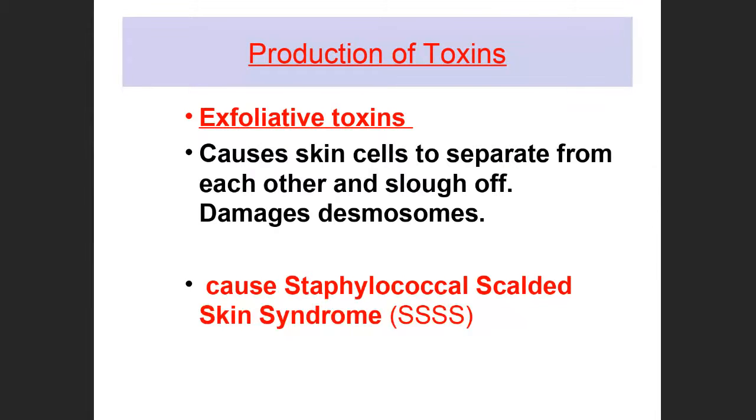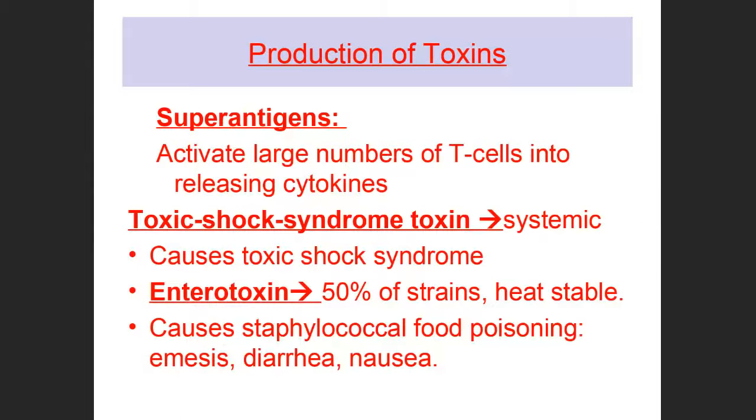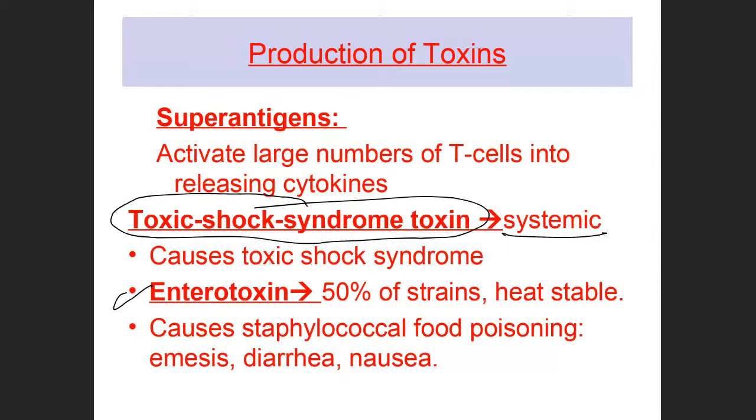In the case of the enterotoxins, the immune response is localized to the GI tract. So it's bad, but it's not as bad. In the case of the toxic shock syndrome toxin, it is a systemic immune response, which means you now have something that could be deadly.